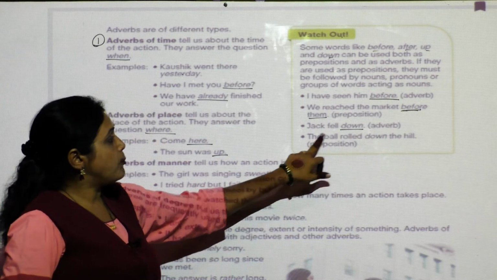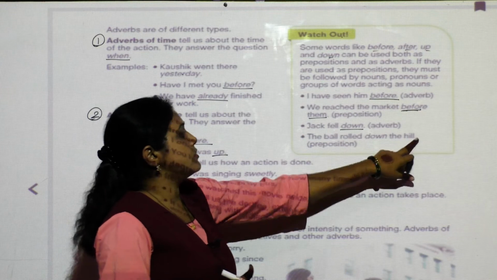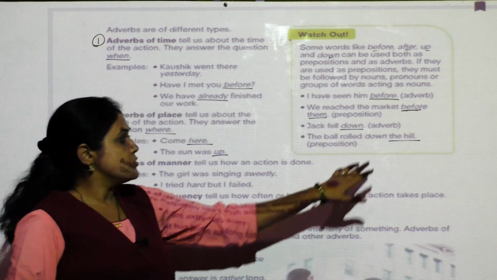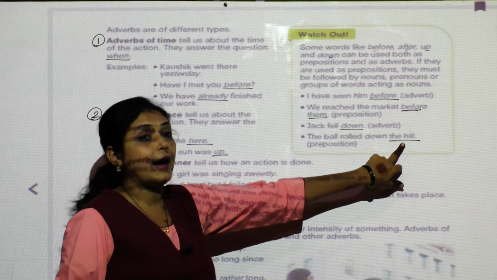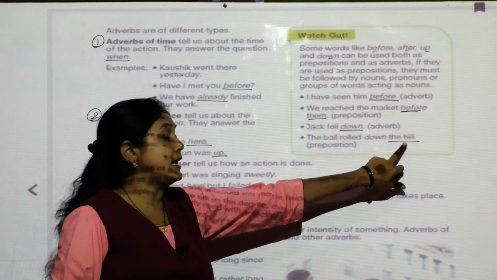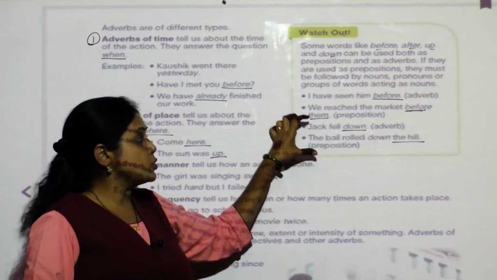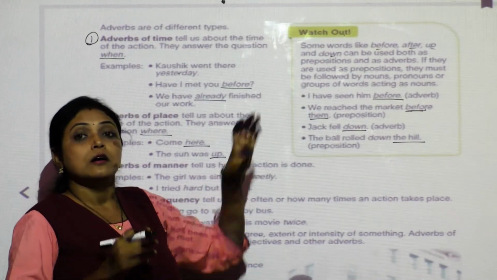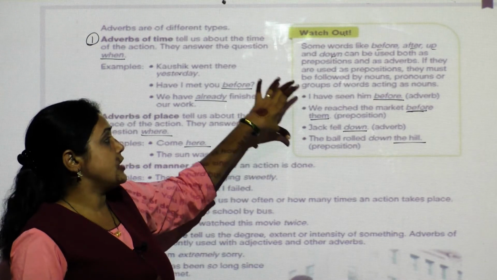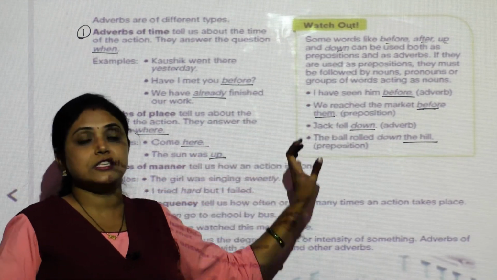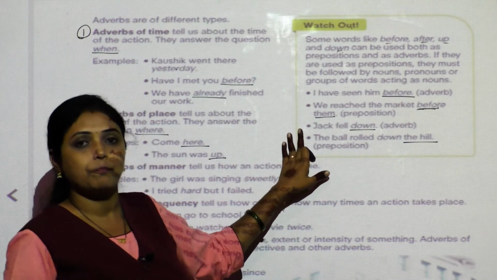Cleared? The ball rolled down the hill. Here the hill is a noun, right? So down is followed by a noun. So in this case, down is preposition. This way you will differentiate the preposition and adverbs in sentences. Okay.